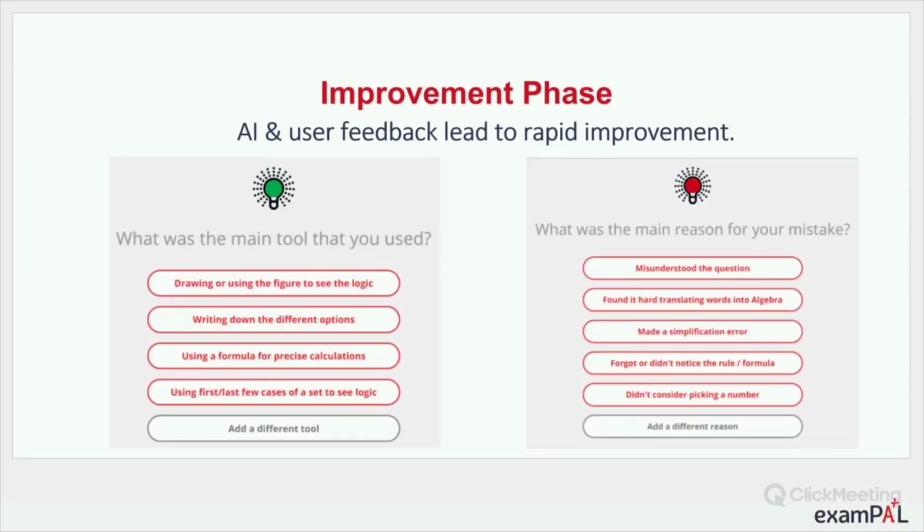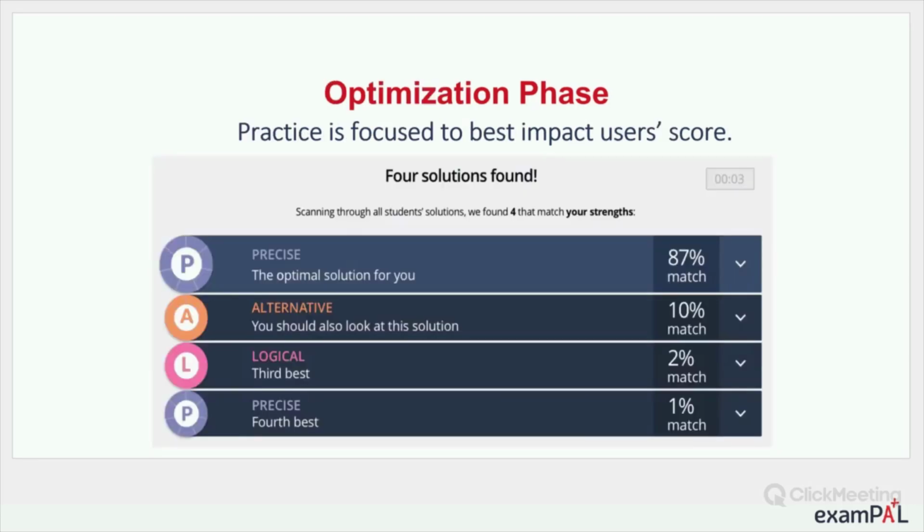After that comes the improvement phase, in which we focus on your level and find the best questions for you to solve in order to improve your skills. This means not only finding the best questions, but also finding out which tools work best for the student. And then finally, the best part, the optimization phase, in which both the questions you see and the solution strategies you see after each question are chosen to match your own personal needs. In this example, the system has found 4 solution strategies for the question, ranked in order of relevance for you.